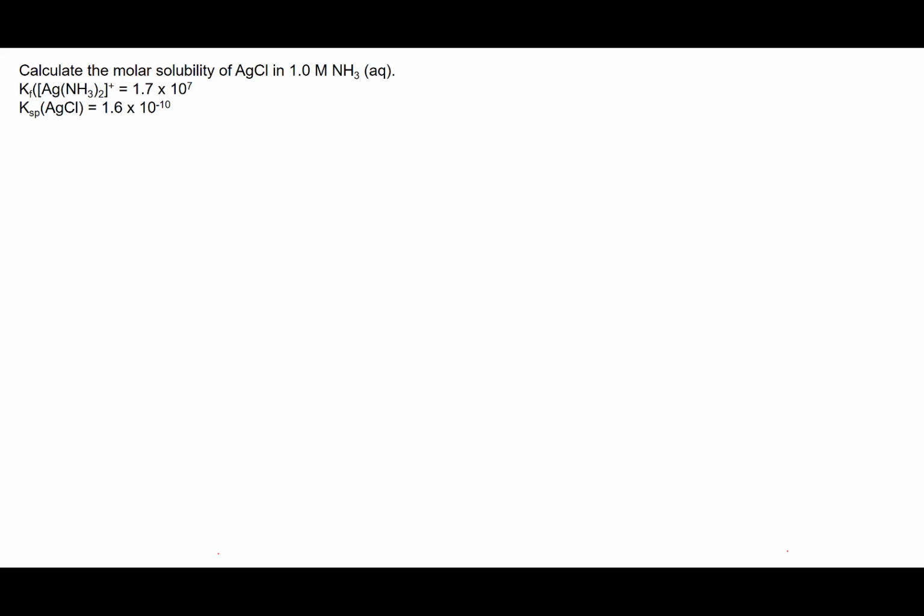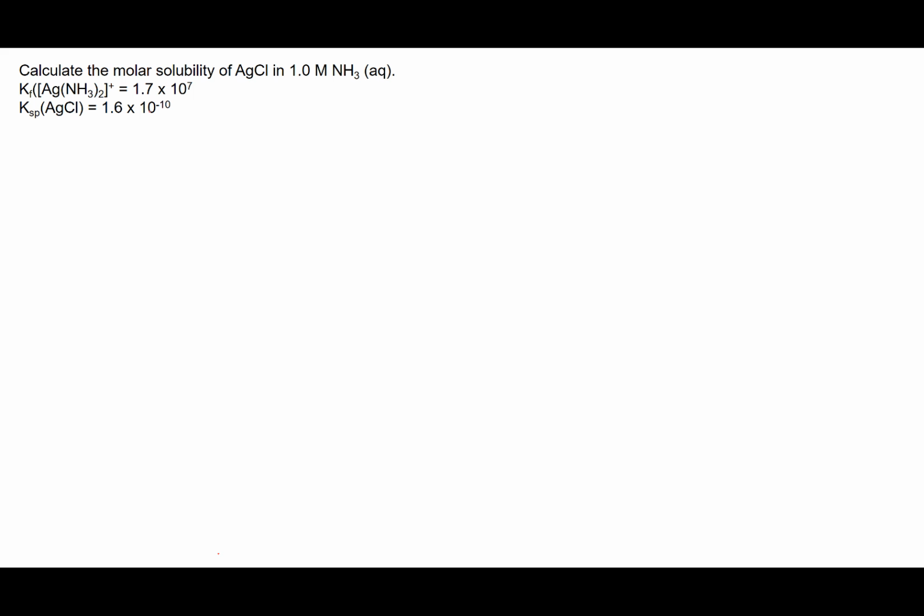So in this problem right here, the question is basically just to calculate the molar solubility of silver chloride in a 1.0 molar aqueous solution of ammonia. So what we're given are two values. We're given the K of formation, the formation equilibrium constant for the silver amine complex, and that's going to be 1.7 times 10 to the 7. Then we're also given the solubility equilibrium constant for silver chloride, which is 1.6 times 10 to the negative 10.